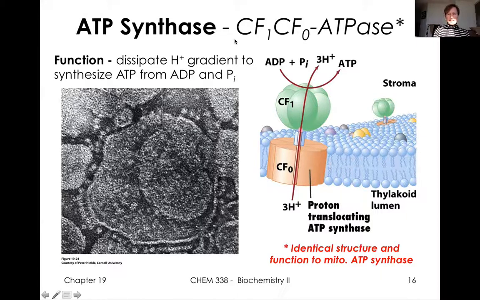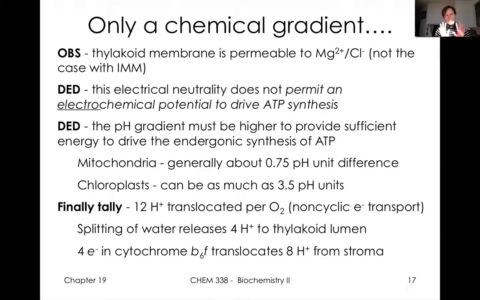But other than that distinction, this machinery operates exactly the same as we saw in mitochondria. So identical structure and function to what we saw in mitochondria. So we really don't need to spend too much time going through the details. So a couple of things, and again, our activity will allow us to highlight and recall these.